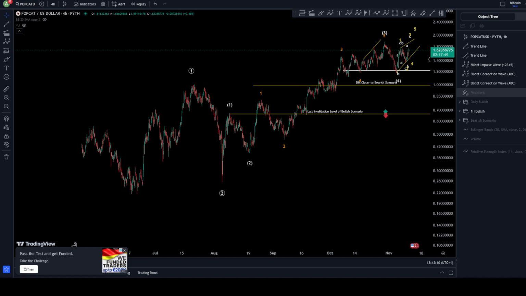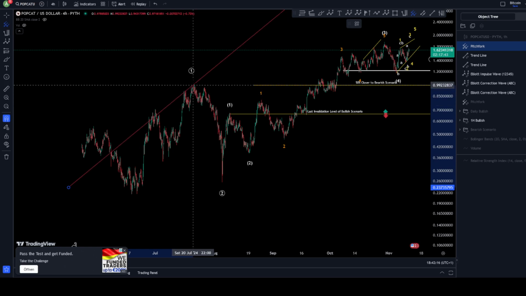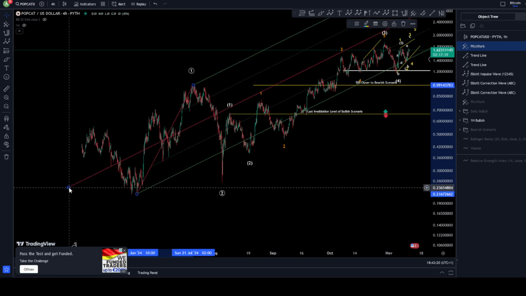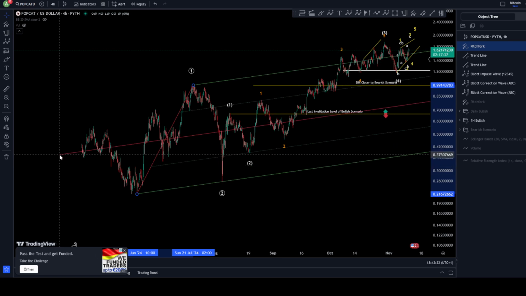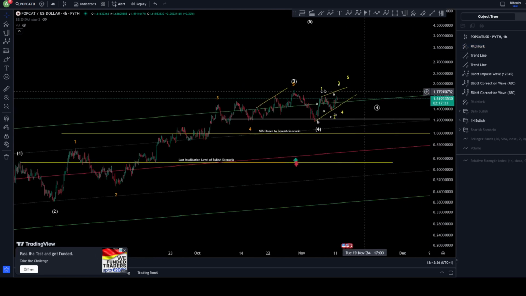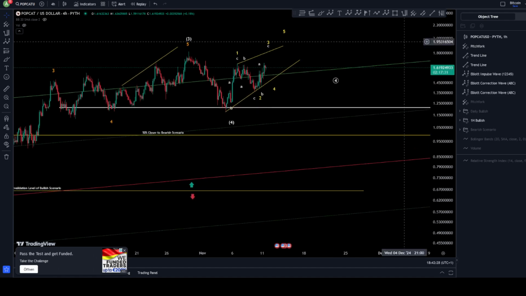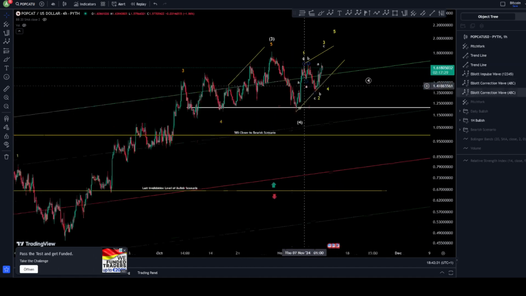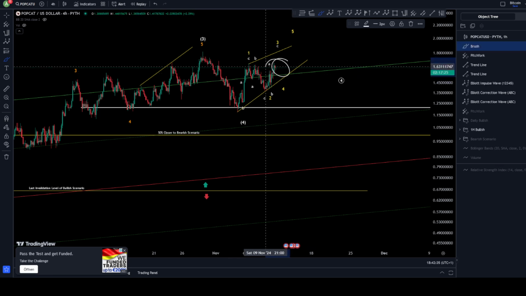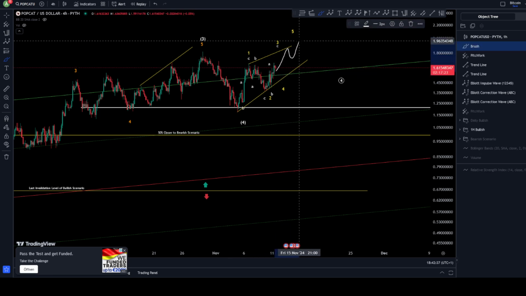Let me check. This is a wave 2. If we take, let me just put it there, as a base channel based on the wave 2, I would like to check the price. Yes, perfect. As you can see, the price is still above the base channel of this main impulse. And this is a very, very good indication, guys, that you are moving even higher and higher.